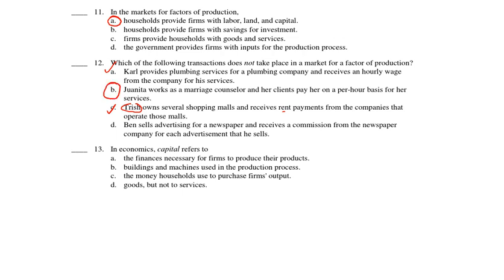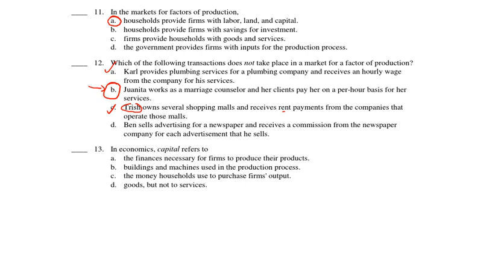Juanita works as a marriage counselor, and her clients pay her on a per hour basis for her services. She's really acting as the firm, and clients are paying for her services. So that's the best answer, even if you weren't sure why D is in the market for factors of production. This is a good and service market for goods and services.